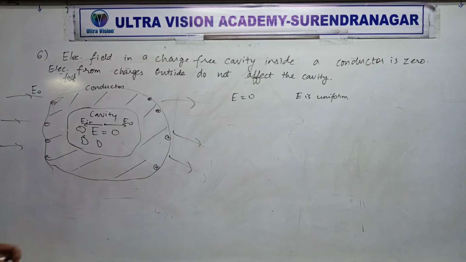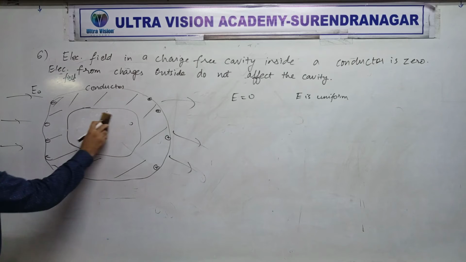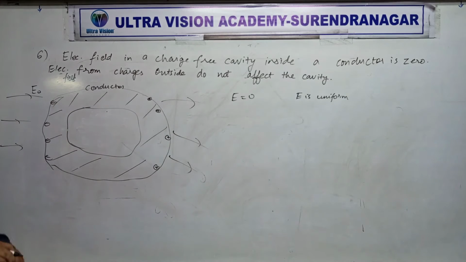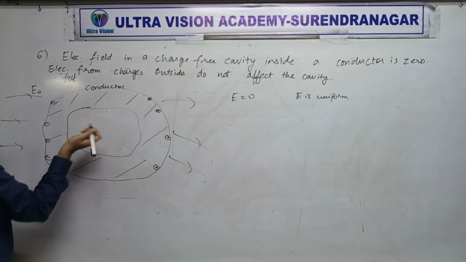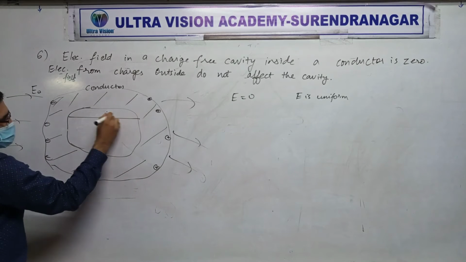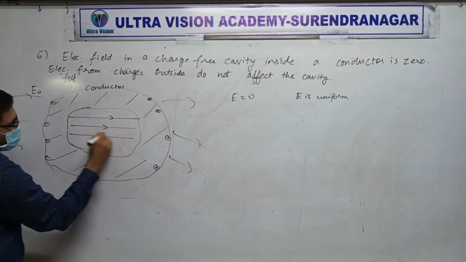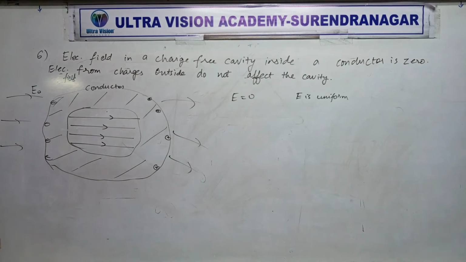Okay, let's talk about it. See, if the field was uniform, then let's assume that the field is towards the right side, and it is supposed to be uniform. Yes or no? Nothing else is possible. Either it's uniform or it's zero. Now if it's uniform, let's say, then we have a problem.